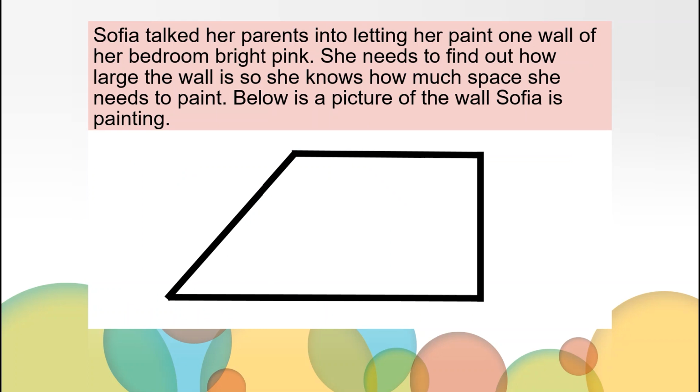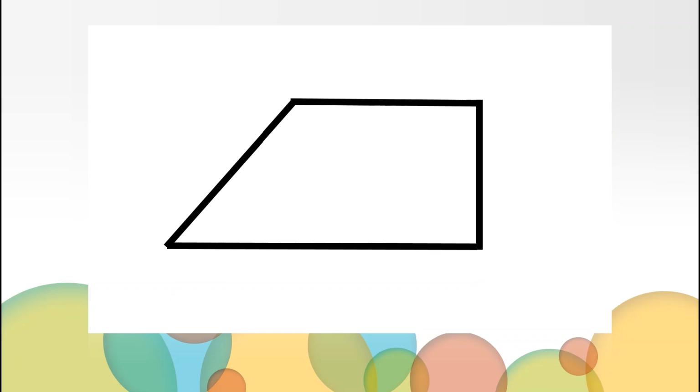Take a look at this scenario. Sophia talked her parents into letting her paint one wall of her bedroom bright pink. She needs to find out how large the wall is so she knows how much space she needs to paint. Below is a picture of the wall Sophia is painting. Let's take a closer look at the wall Sophia needs to paint.